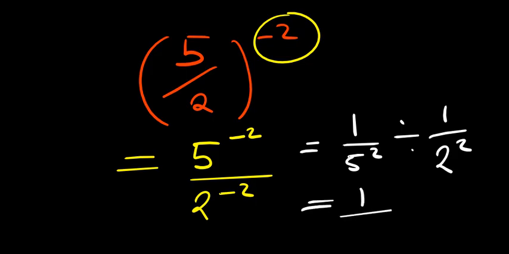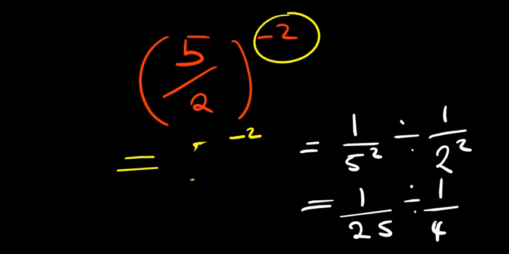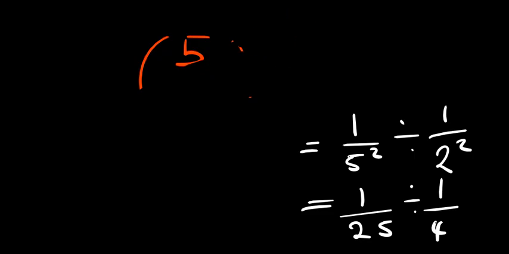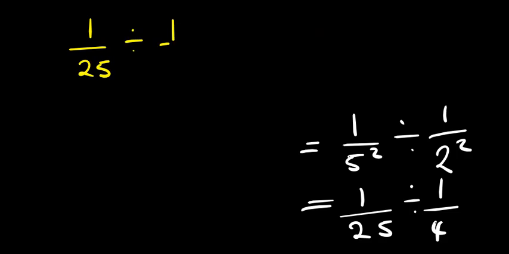1 over 5 to the power 2, that means 5 times 5. That is 25. Divided by 1 over 2 to the power 2, that is a 4. Okay, that is what we have for now. Now what do we do? We're just now supposed to divide. So we have 1 over 25 divided by 1 over 4.